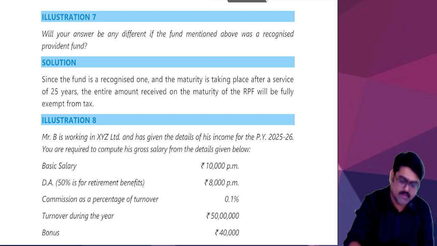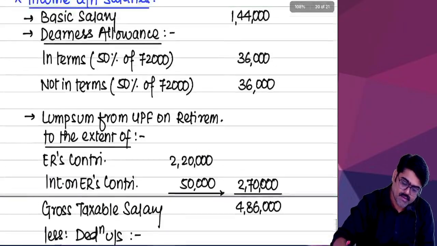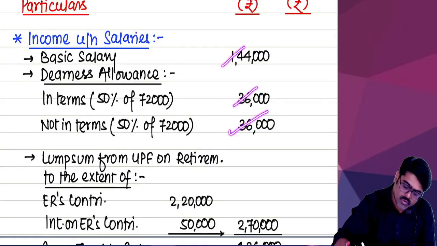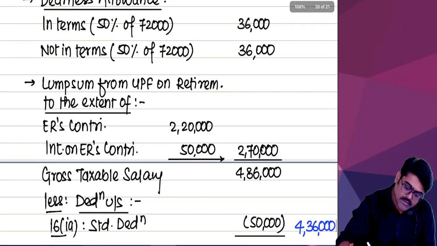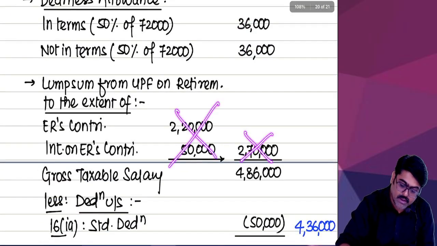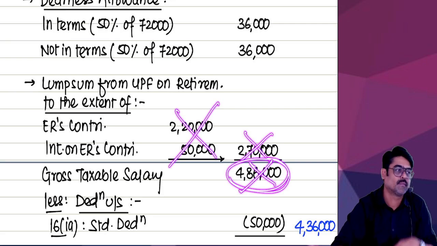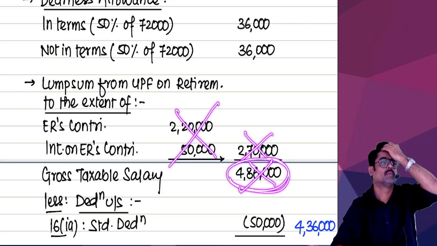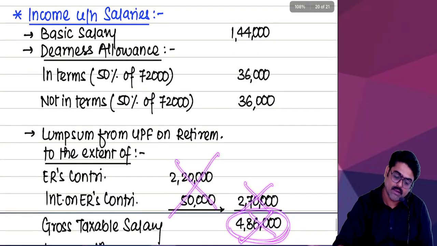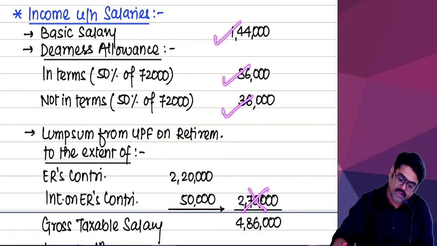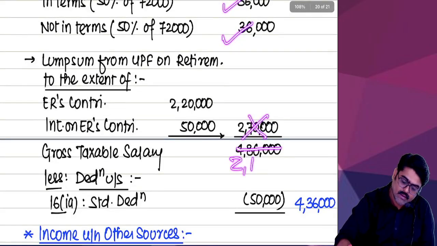Pay attention here. Will you take this? No need to take this now. This entire thing you have to ignore. So now your gross taxable salary will be how much? Two lakh? 1,44,000 plus 36 plus 36. No need to take this. It will be 2 lakh.